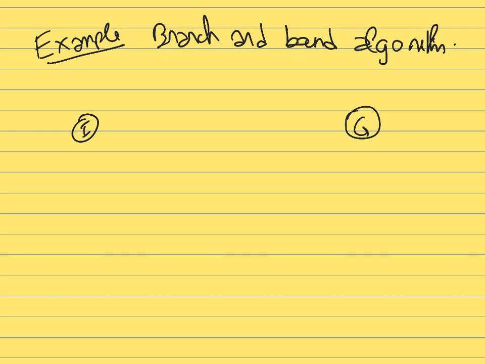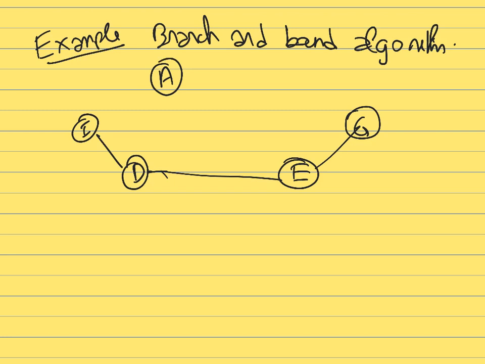You have a state D here, a state E here that are connected to each other like this, and then you have a state A like this, a state B like this, a state C like this that are connected to each other.